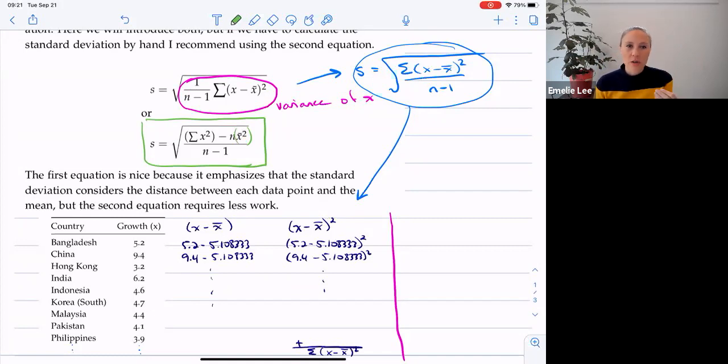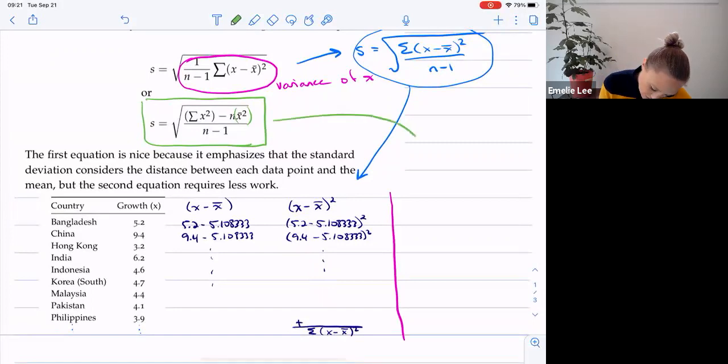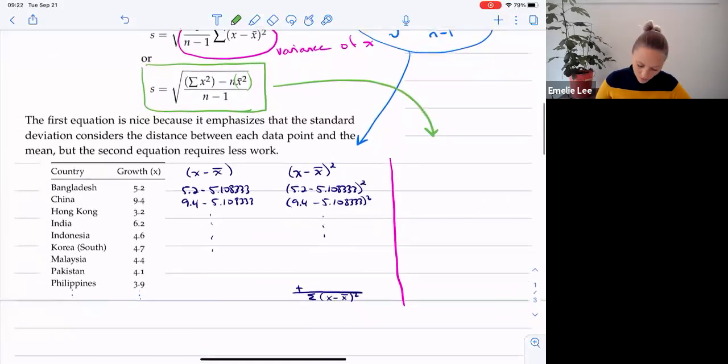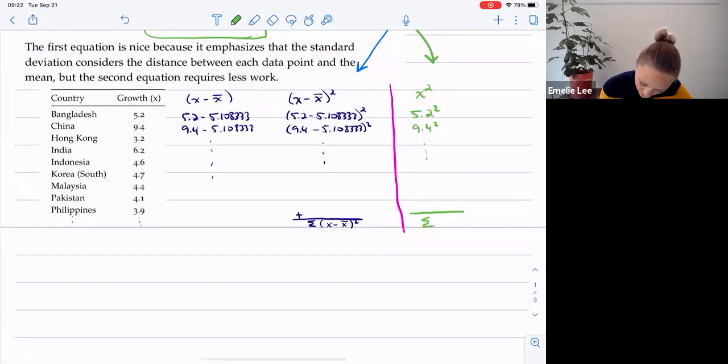So this equation requires a little less handwork, right? And so in the notes, this is how I found it. But I just wanted to show you that you could do it for either equation, as long as you know how to read what you need to do. So for this one, what would we need? We would need a column of the x's squared, right? Which means that we would have 5.2 squared, 9.4 squared, and at the bottom, we would get the sum of the x's squared.